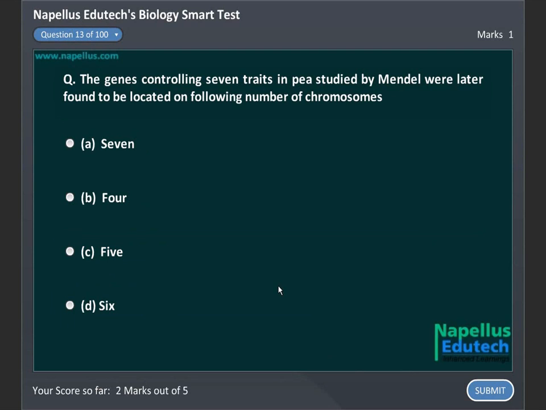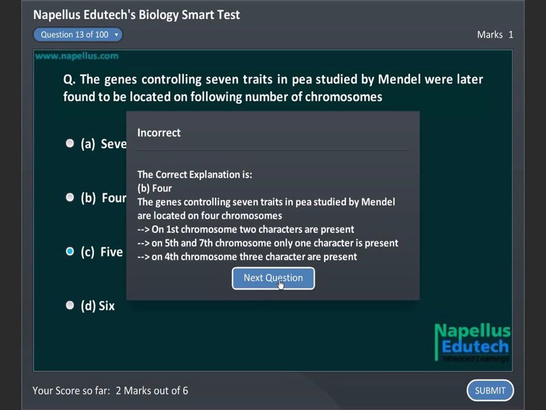The genes controlling 7 traits in pea studied by Mendel were later found to be located on the following number of chromosomes: A. 7, B. 4, C. 5, D. 6. Correct answer is B. 4.